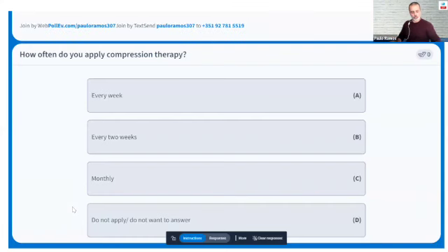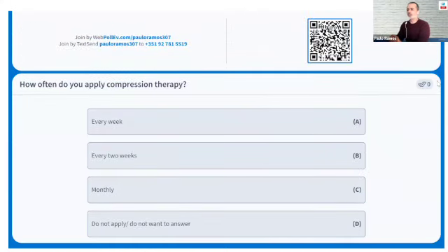So the first thing that I want to ask you, if you kindly scan this code in your mobile phone, I just want to know who is watching us, what is the experience that you have in compression therapy, and how often do you apply compression therapy. To answer this poll, you just have to scan this QR code over here in your smartphone. Hopefully most of you are watching us on a laptop or a personal computer, and after that you will enter in the room, a virtual room, and then you can answer this question.